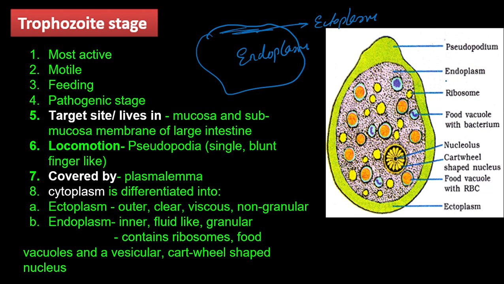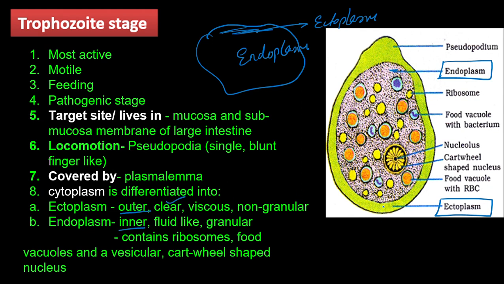The outer one we call it as ectoplasm. Plus you need to draw this diagram. It is super important. Okay. So outer one we call it as ectoplasm, and inner one which you can see here we call it as endoplasm. Ectoplasm is the outer layer. Endoplasm is the inner layer.